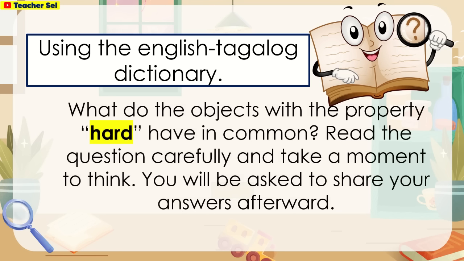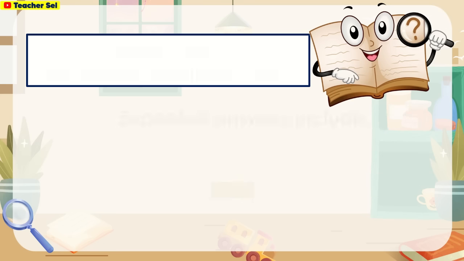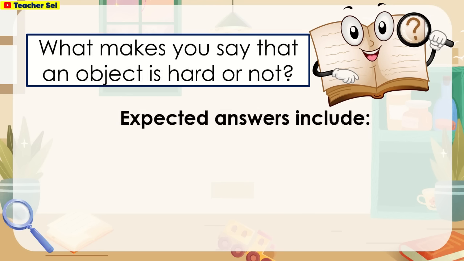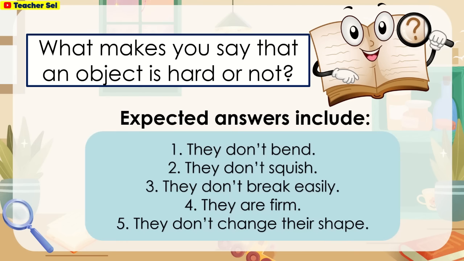What do the objects with the property hard have in common? Read the question carefully and take a moment to think. You will be asked to share your answers afterward. What makes you say that an object is hard or not? They don't bend. They don't squish. They don't break easily. They are firm. They don't change their shape.